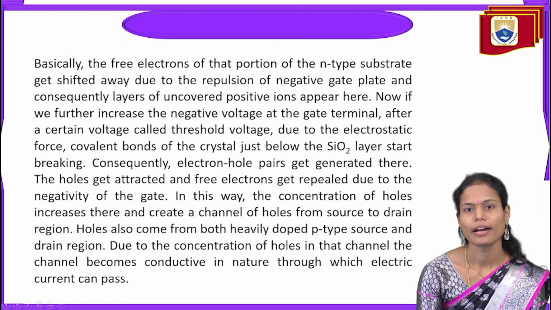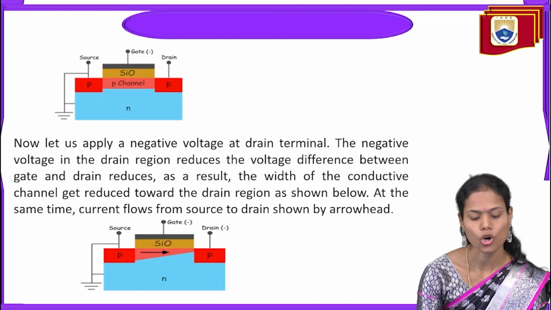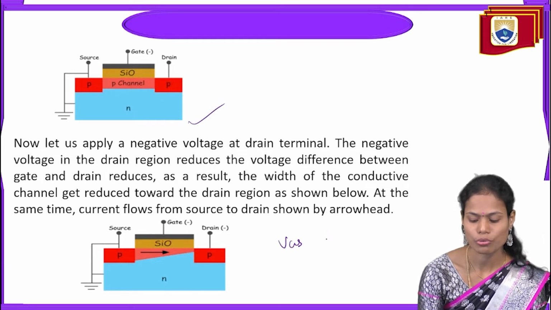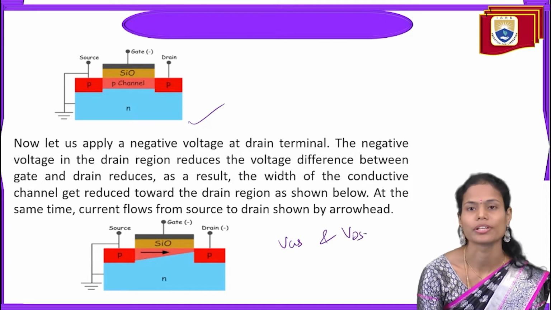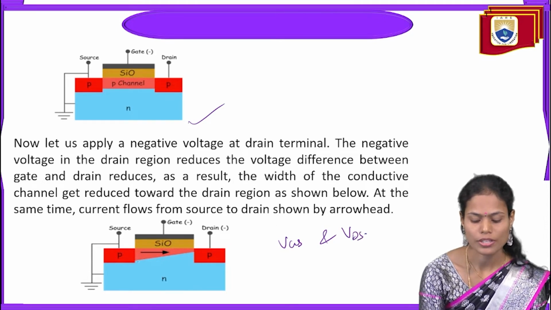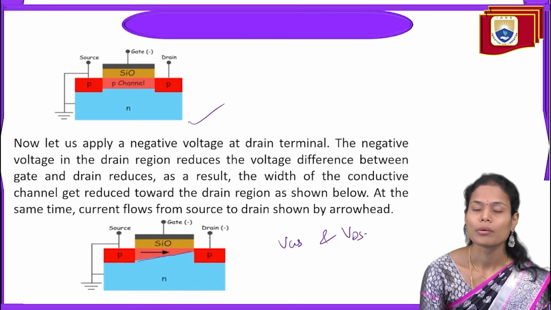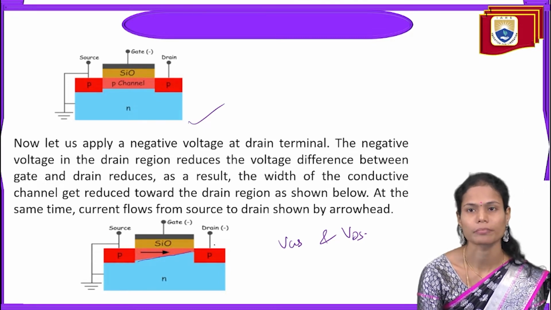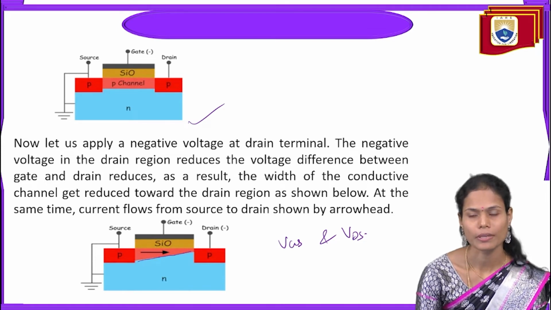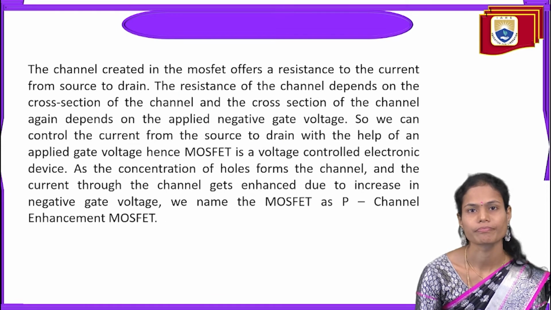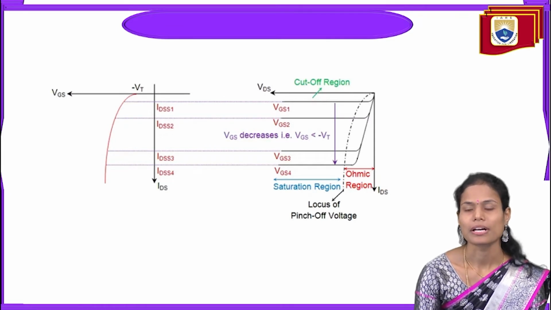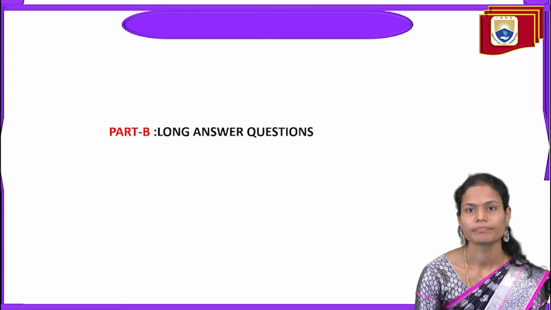Then we have to explain the operation of this one by varying the gate to source voltage as well as the drain to source voltage. If you vary the two voltages, there is a variation in the movement of charge carriers and a variation in the channel length here. These points in detail we need to explain in this particular question. These are the characteristics of the given MOSFET circuit.